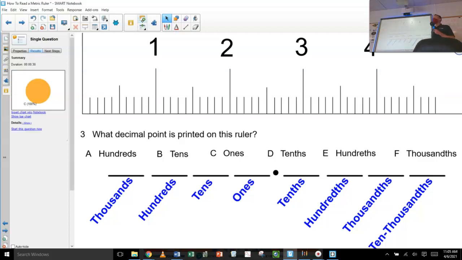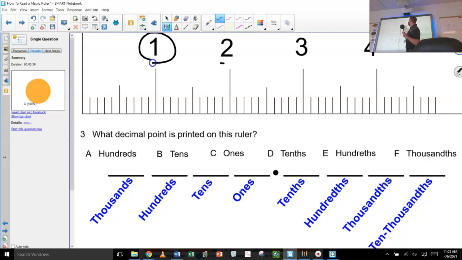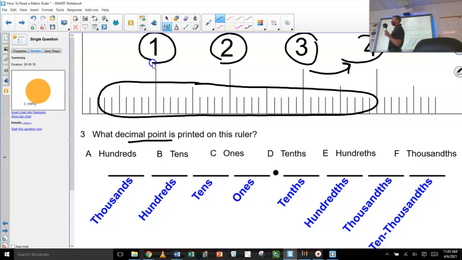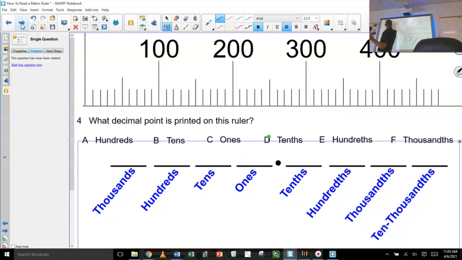Hey, well done. If you look at the numbers here, you don't ever have to look at down here. These don't mean anything when I ask what decimal point. If I'm just saying what decimal point, then these are going up by one. These are the ones place. All right? Next one. See if you learn from it.